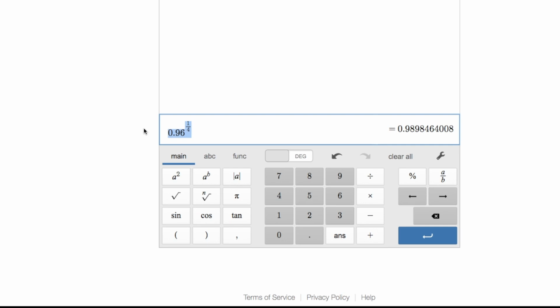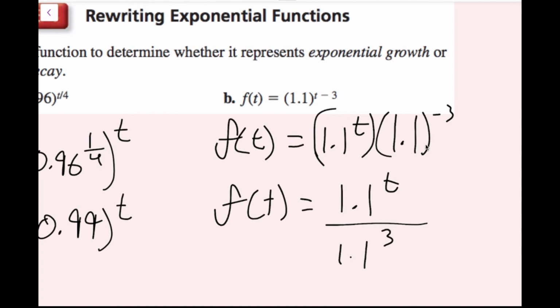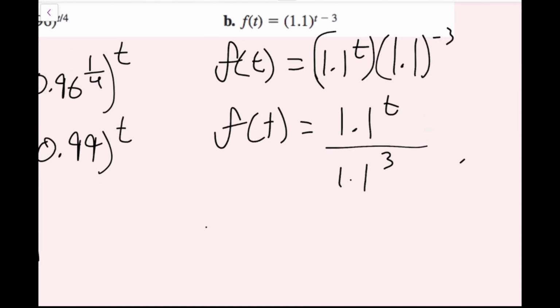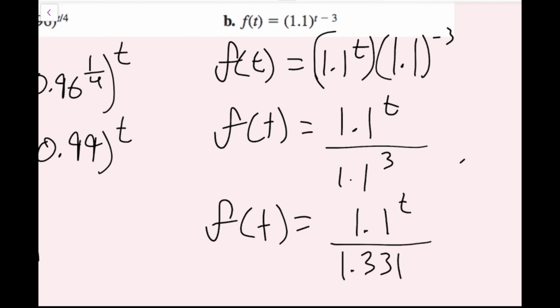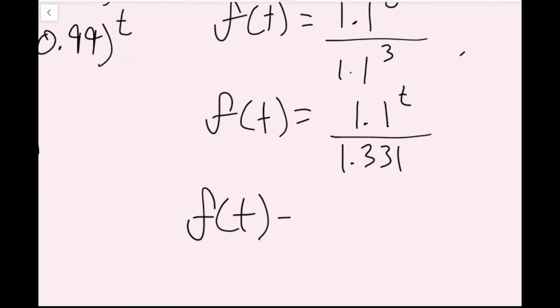So I get 1.1 to the third power, and this gives me 1.331. Okay, so I get f of t equals 1.1 to the t over 1.331. Okay, but now I'm actually going to write this as a fraction being multiplied by my number being taken to an exponent here. Okay, so I'm going to rewrite this as f of t equals 1 over 1.331.